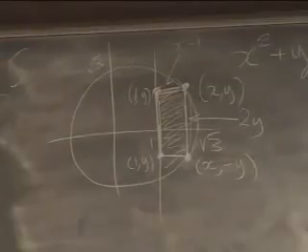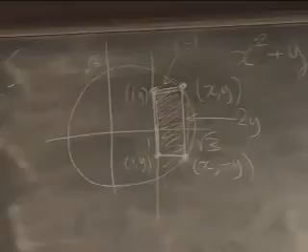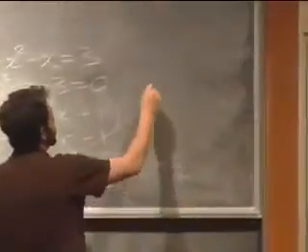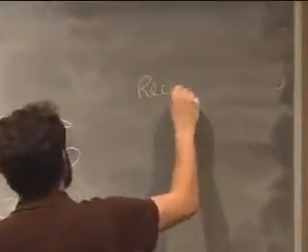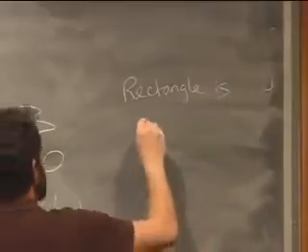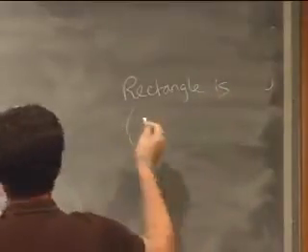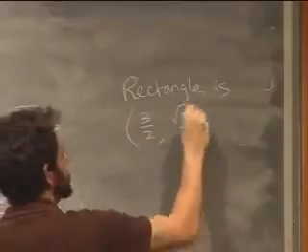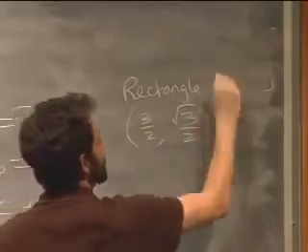So what's the question? Find the rectangle of maximal area. Well, the way I describe the rectangle is by the vertices. So my conclusion is that the rectangle is, well, we know x is 3 halves, y is root 3 over 2. A rectangle has vertices.